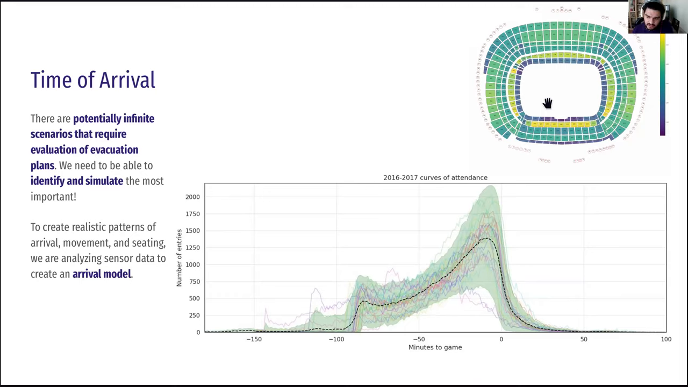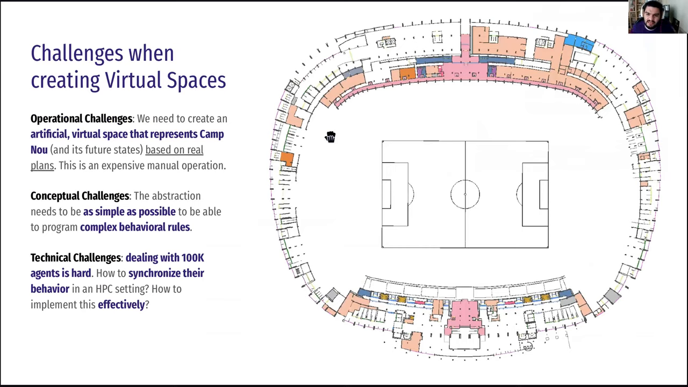So we are building all these distributions to understand not only who visits the stadium, but now how they visit the stadium. And what are the different challenges that we are facing when creating and implementing this simulation? One of them, the operational challenges, is that there are very detailed 3D plans, and very spectacular 3D plans of the stadium. But the simulation needs an abstract view, a simple and abstract view. So we need to convert these specialized architectural plans into something that the program can understand and make people move.